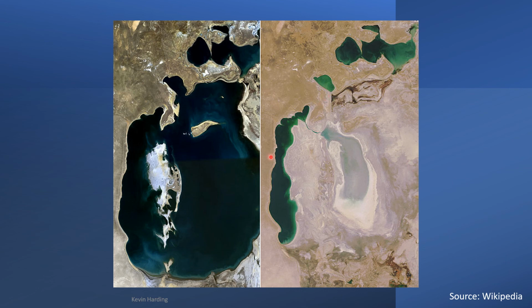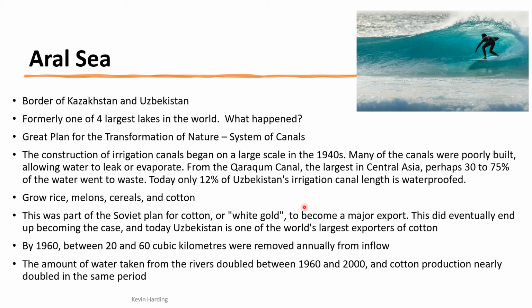So let's just go back and see what exactly all of this is about. What this is, as I've already said, is on the border of Kazakhstan and Uzbekistan. And it was formerly one of the 4 largest lakes in the world. What exactly happened, and why am I highlighting this to you?